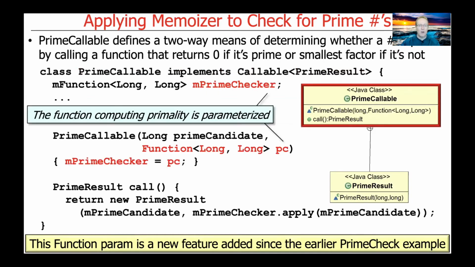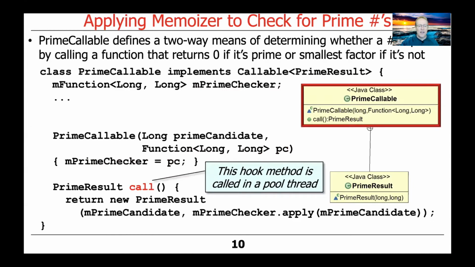That's the same as before. It defines a field called mPrimeChecker, and that's going to allow us to parameterize the way in which we're going to do the prime checking function. And that's intentionally designed to be a function. And as you can see down here, we stash that away in the constructor. And then here's the call hook method, because of course, PrimeCallable implements Callable.